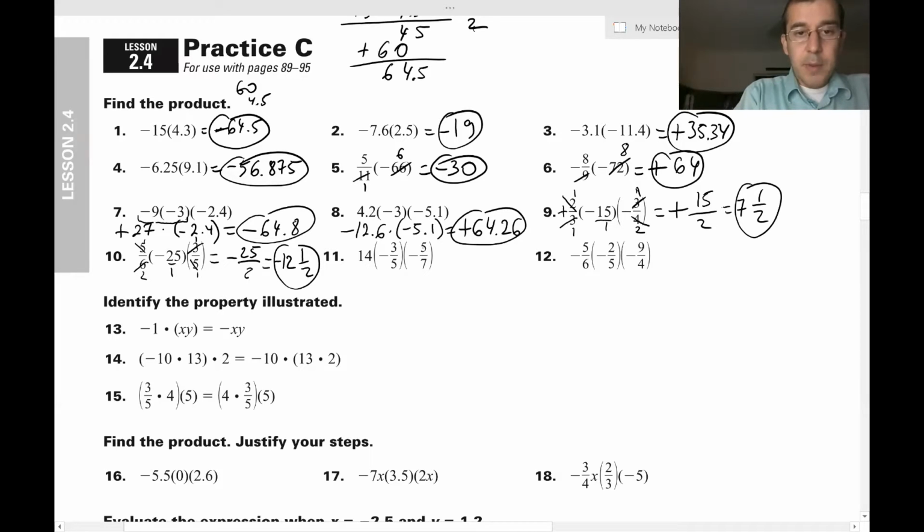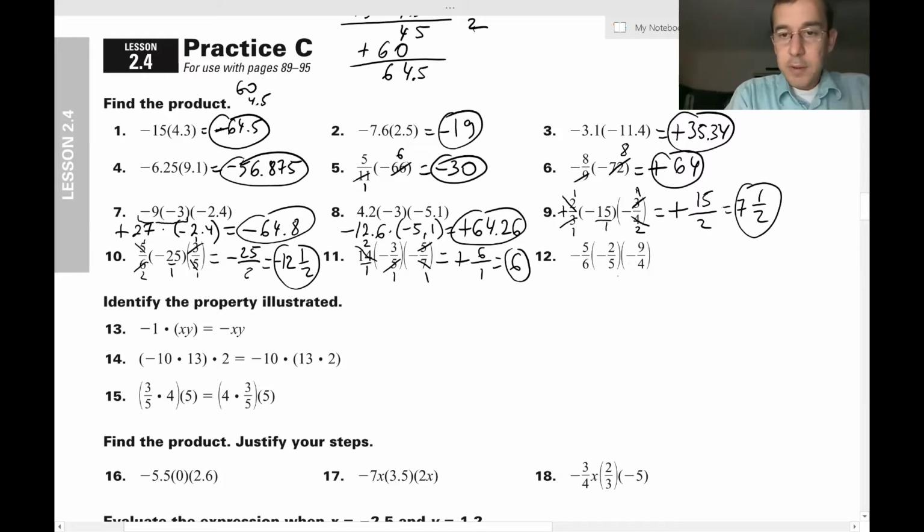Number 11. Here we can cancel out 5 and 5. And then 14 and 7 can cancel out by 7. So 1 here and 2 here. So we end up with, we have plus and minus, that's minus, minus and minus, plus. So here we have 2 times 3 is 6 times 1 is 6. So 6 on the top, over on the bottom we have, this is 4 over 1, right? So 1 times 1 times 1 is 1 or just 6.